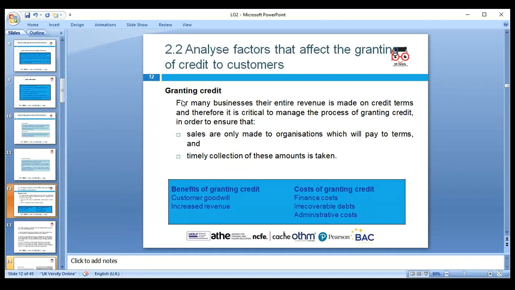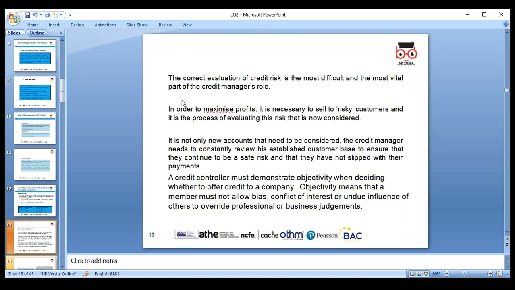Okay, so based on this, many businesses' entire revenue is made on credit terms, and therefore we must critically manage the purpose of granting credit, in order to ensure the sales are only to organizations which pay within terms and allow timely collections. That's all we need to keep in mind. The correct evaluation of credit risk is the most difficult and the most vital.